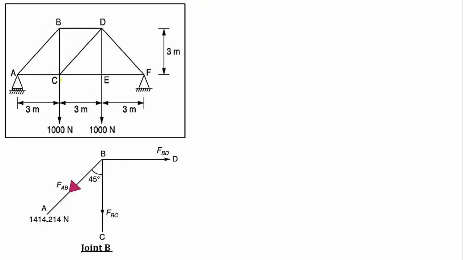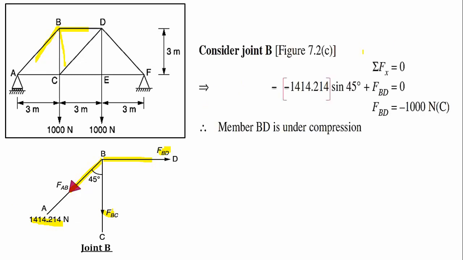If you see the joint B, one horizontal member BD is shown here, F BD, the force in the member BD. Next, this vertical member, that is FBC. Then this inclined member FAB is shown, correct? Already we have calculated this 1414 in the previous joint. Next we will again apply the conditions of equilibrium and we will get the solution.